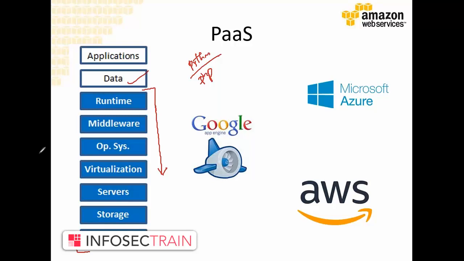Okay. So that's what we call the PaaS platform. PaaS stands for, as I told you, Platform as a Service. It provides you the platform. You don't have to worry about the underlying infrastructure. You can just choose a platform and run your application. The cloud provider is completely responsible for the underlying infrastructure.